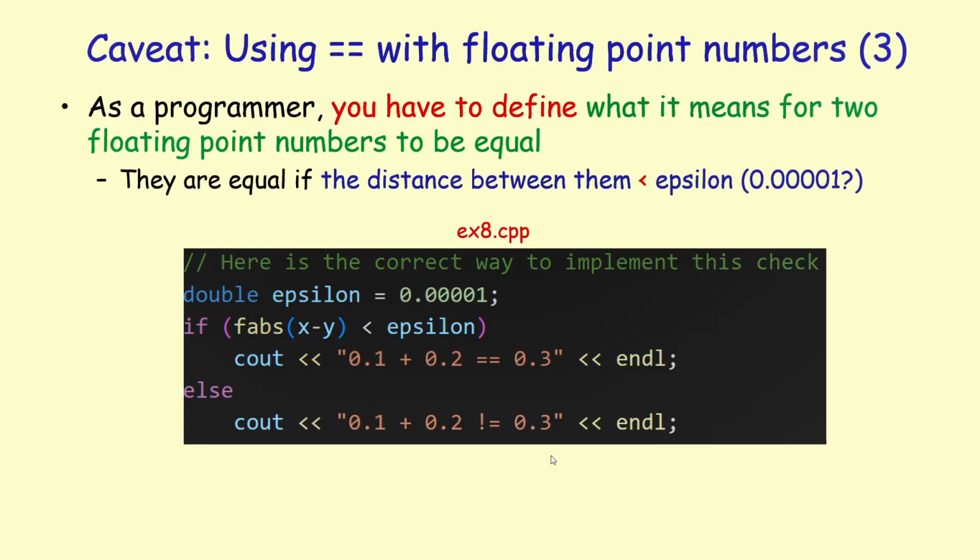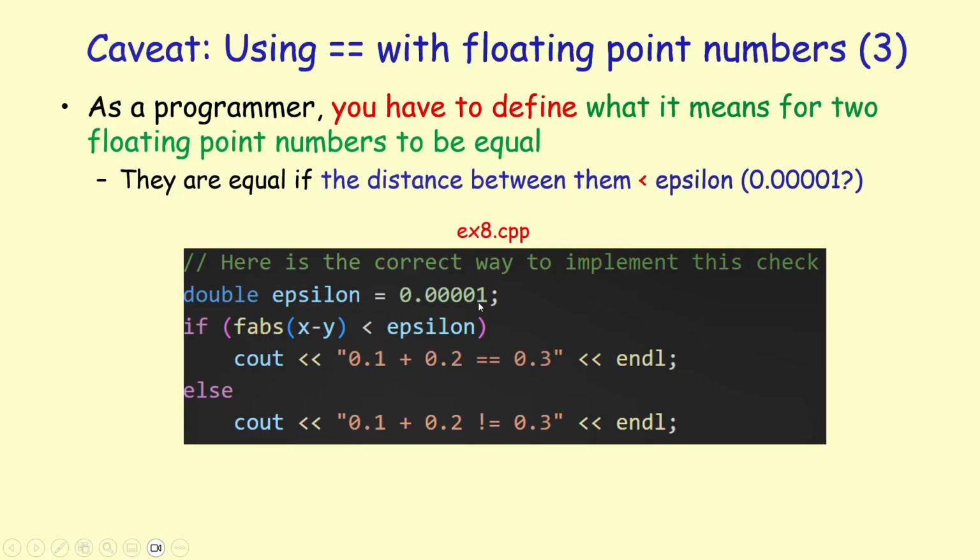If the distance between the 2 points is more than the epsilon value, then you would say that they are not equal to each other. So the way to actually compare these two numbers is to define the epsilon. I'm going to define the epsilon to be 0.0001. You could make it smaller or bigger. It's all up to you. That's why I'm saying, as a programmer, you have to define what it means for two floating point numbers to be equal. So what I did in here was double epsilon is equal to this.